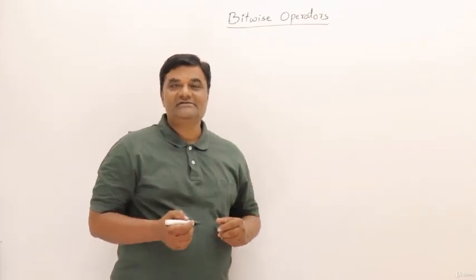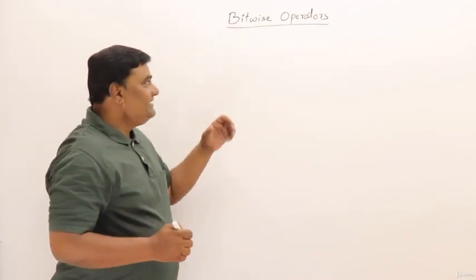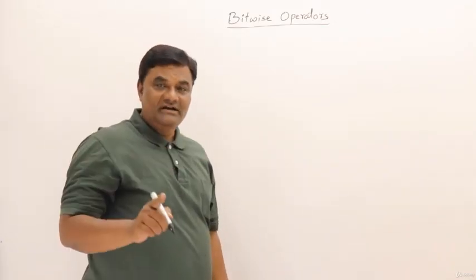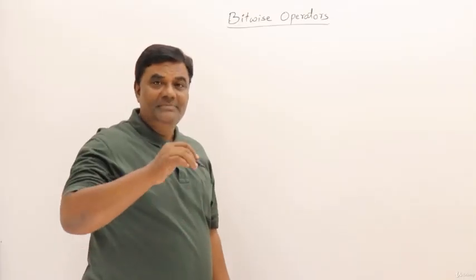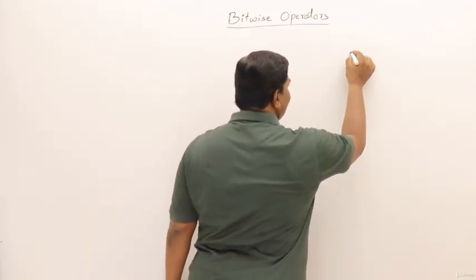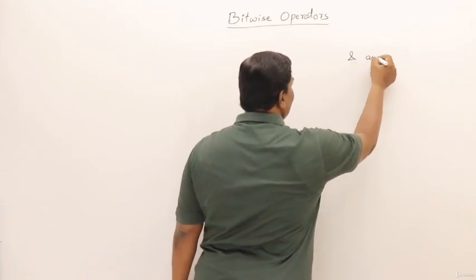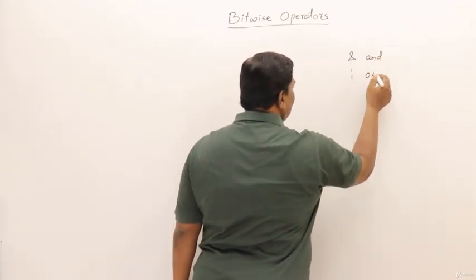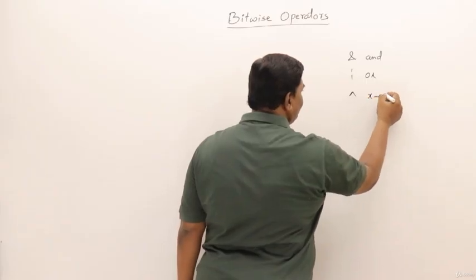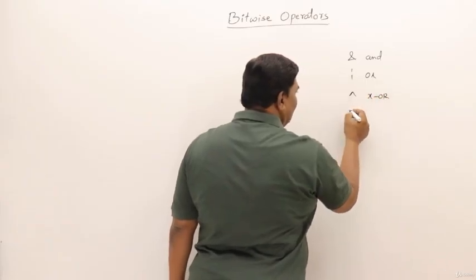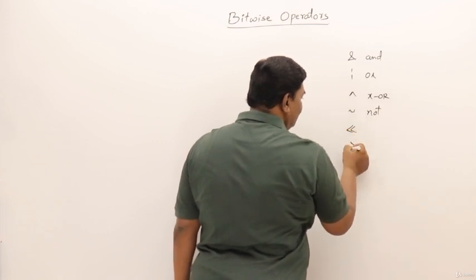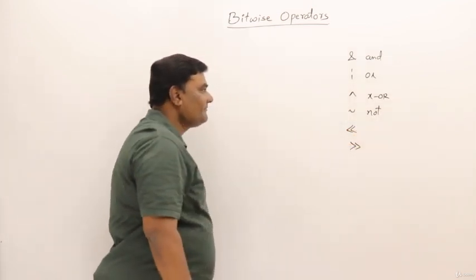Bitwise operators, this is one of the interesting topics. These operations are performed on the bits of the data, not on the whole data as a single unit, but on the bits of the data. Let us see what operations are available. See, bitwise AND, bitwise OR, bitwise XOR, bitwise NOT, left shift and right shift.